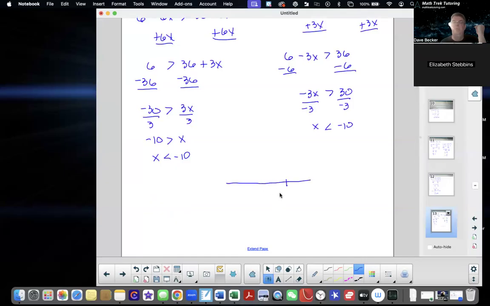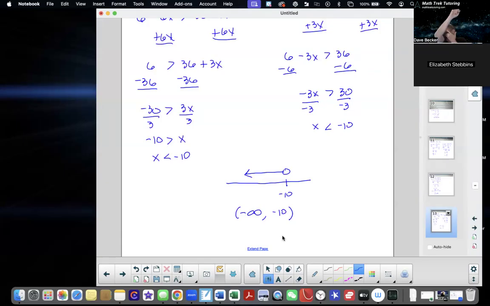The circle would be open though, right? Yes, on the underlying graph, because negative 10 is not invited. And with interval notation, since the inequality sign is not equal to, it would be parentheses all around, right? Correct. Negative 10 isn't invited.